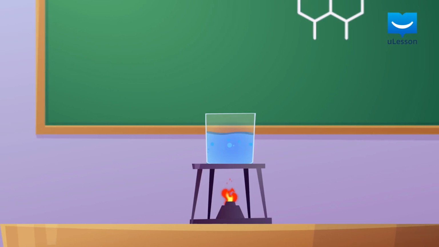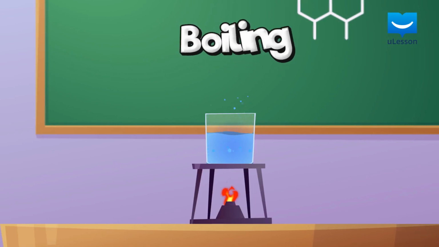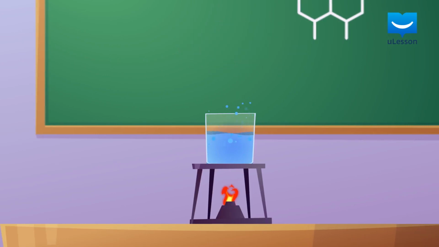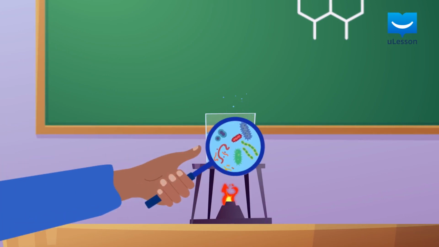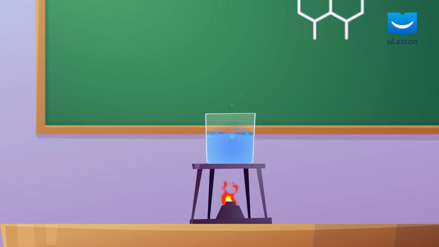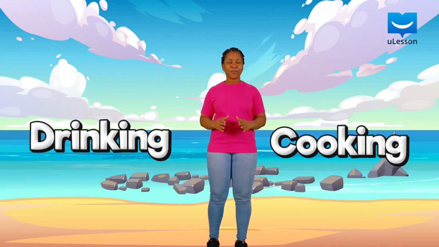This is where we boil. Boiling involves heating water for a period of time. This method uses heat to kill off germs and microorganisms. The water is then allowed to cool and can be used for drinking, cooking, and other purposes.